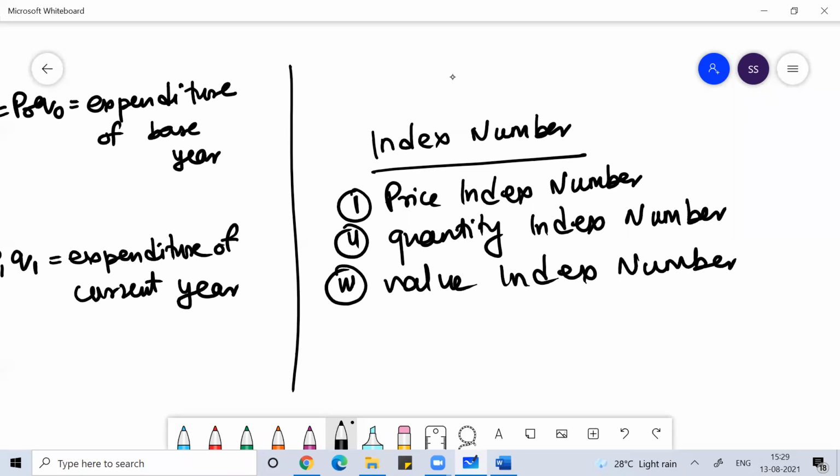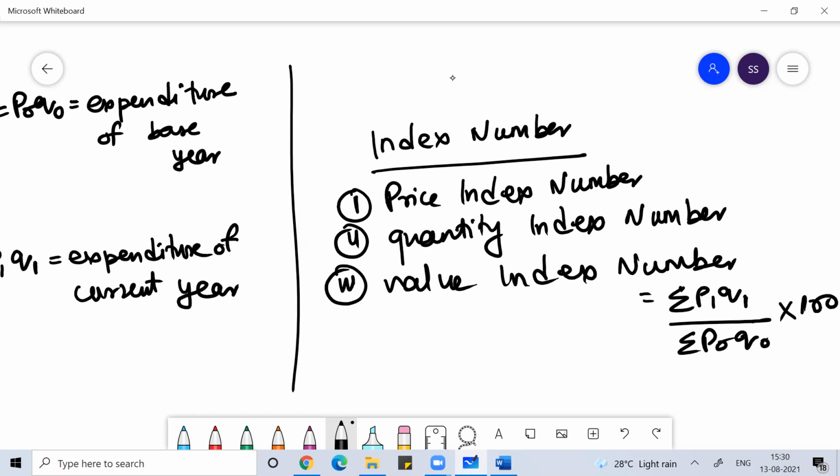For value index number, there's only one formula: sum of P1 Q1 divided by sum of P naught Q naught, into 100. This is the formula of value index. Remember this. Price and quantity I'll discuss later on. Basically, index numbers are of three types: price index number, quantity index number, and value index number. Okay, everyone.